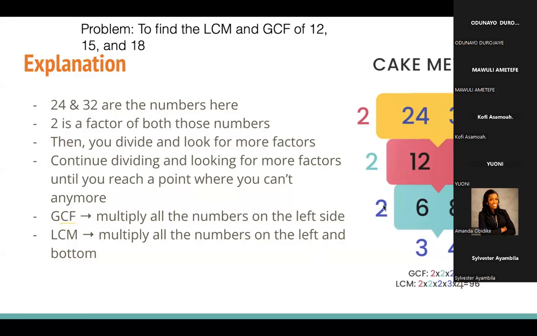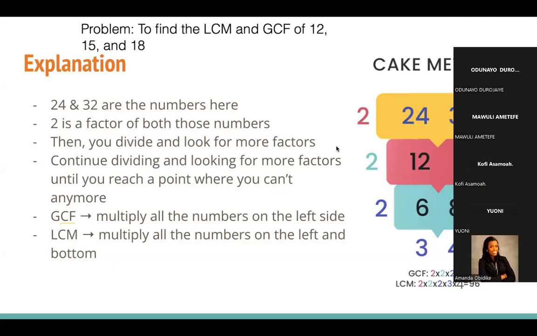Please, is she done with the cake method? Amina, are you done with the previous one? Whoever asked for the slide, are you done with it, or do you still need it?